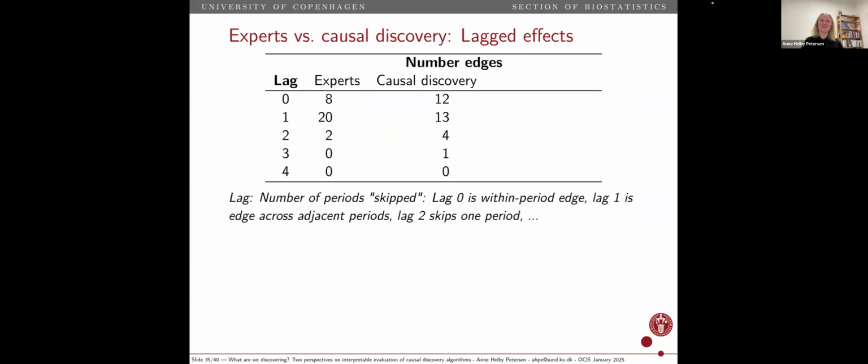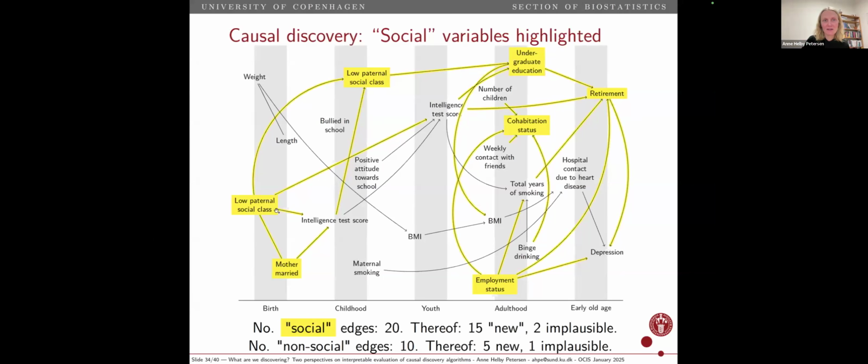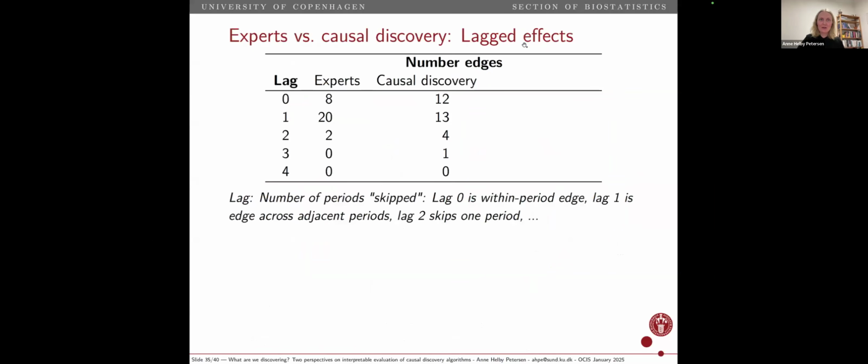A different example of what you can do with this is to consider the structure of the graph. Here I'm focusing on lag. That's how many periods an edge skips. So here would be an edge with lag 0, and one with lag 1, one with lag 2, and 3 would be skipping more, and so on. So we can count in each of the graphs how many different edges have different lags. Here are the experts, here are the causal discovery results.